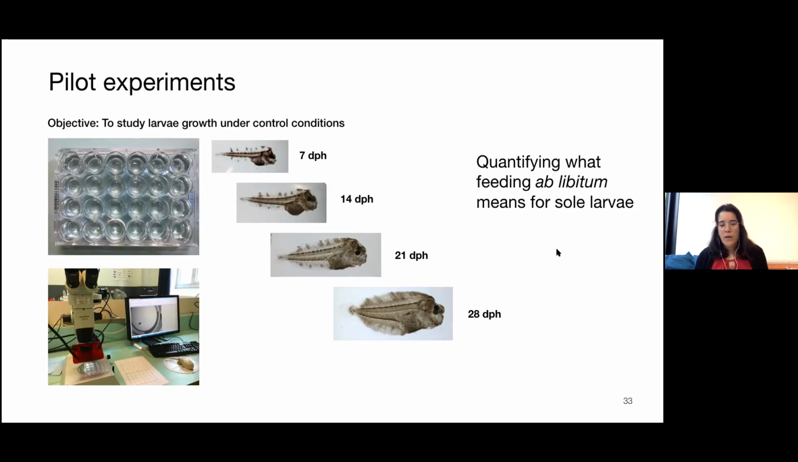But what was nice about this pilot experiment is that we quantified what feeding ad libitum, or to satiation, means. And this is an assumption of that model, that the growth that we are observing is always assumed to be under ad libitum conditions. And what we did was count the amount of food we gave to each fish and how many of those artemia were eaten every day. Artemia is what we fed the fish, a crustacean.